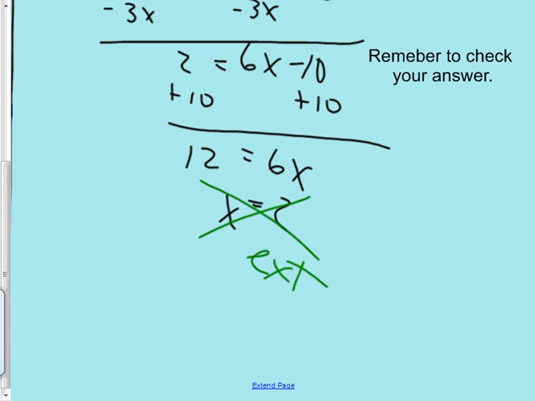That's different than no solution. No solution means it was impossible to get any answer. This means I got an answer. It's just that the answer doesn't actually work. So it's a new thing for you. You're going to see it a lot in pre-calc, extraneous.